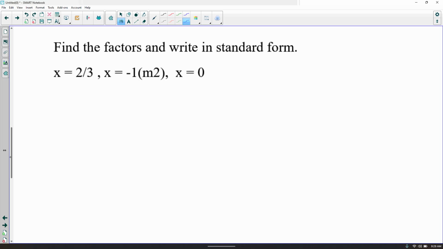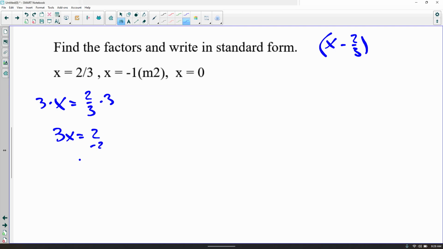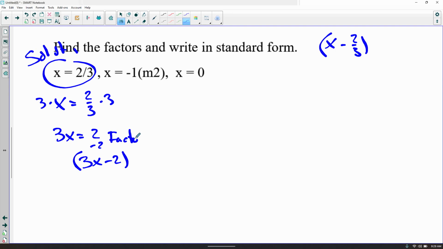Got to write these factors. Now, this one, since it's 2/3, it's a little bit different. Do not write it as x minus 2/3. I do not want it written as a fraction like that. Multiply by 3 first. Then subtract your 2. That's your factor. This is your solution. I'm trying to write our factors down here.